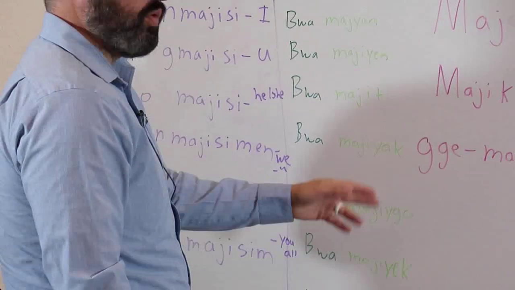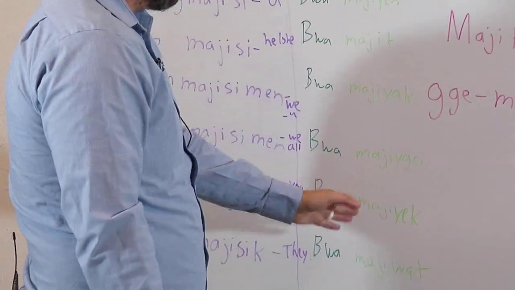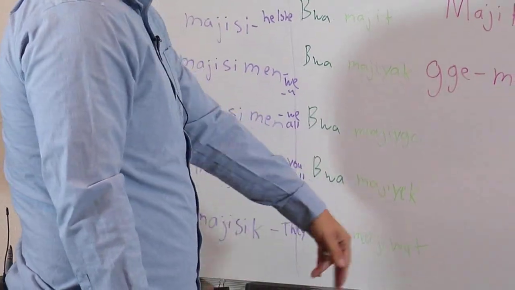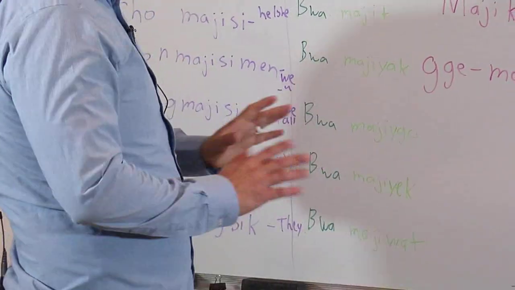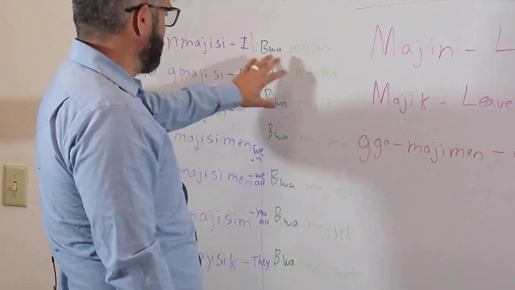Bawa majiago, we all are not leaving. Bawa majiyuk or majiyak, you all are not leaving. Bawa majiwat, they're not leaving. So real simple in the conjunct. You just have to put that bawa on there and you don't have to worry about the cho.